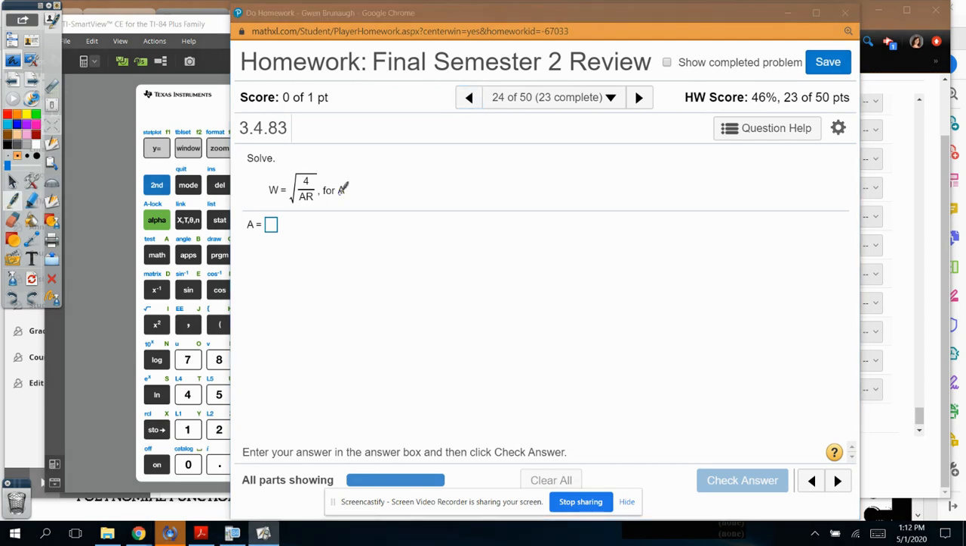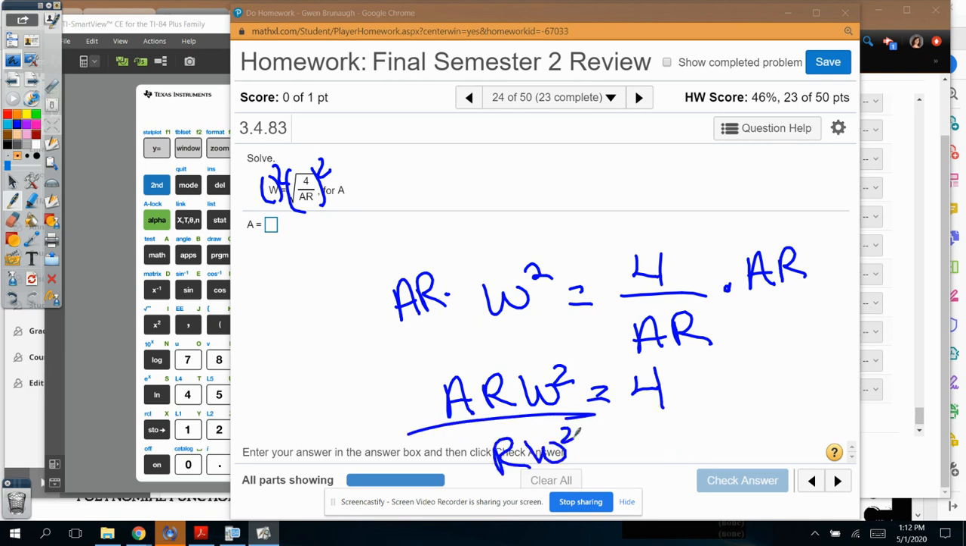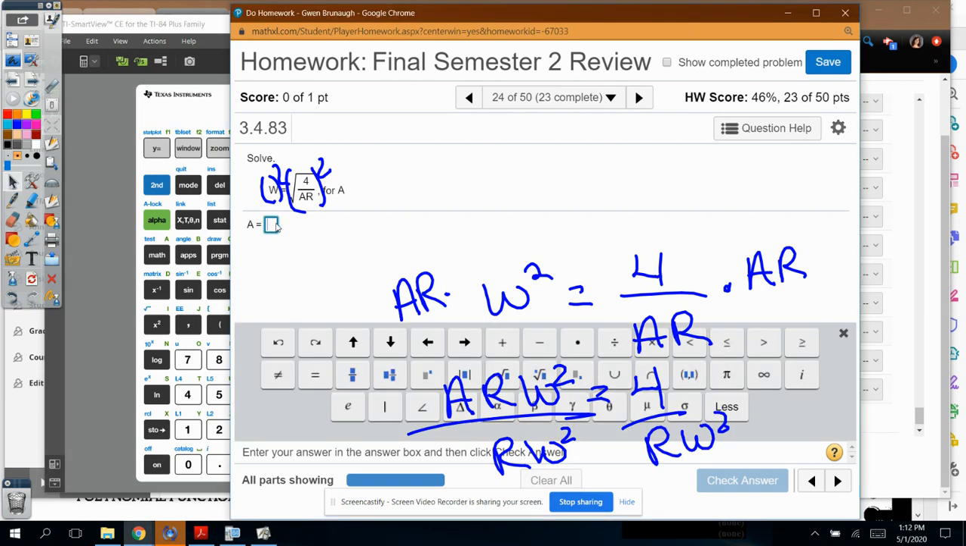Okay. This guy, we got to get a by itself. So the first thing we're going to do is get rid of the square root by squaring both sides. And I will get w squared is 4 over ar. You can't have ar in the bottom, so we will multiply both sides to get it on the top. And now I'll have ar w squared equals 4. And then to get a by itself, you just divide both sides by rw squared. So you get 4 divided by rw, and the w is squared.